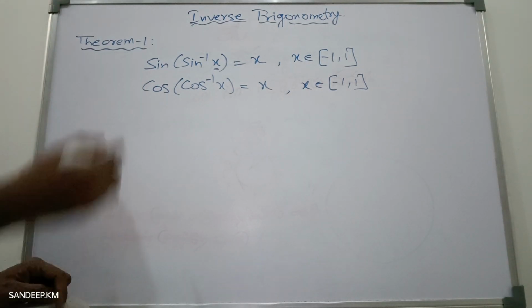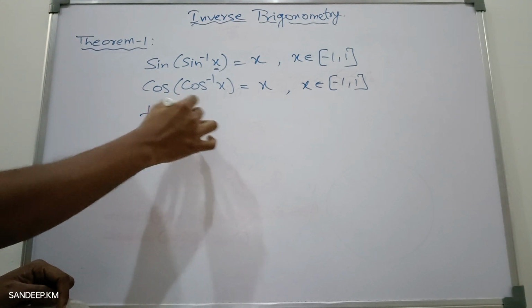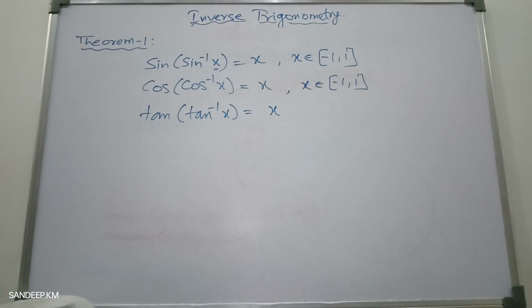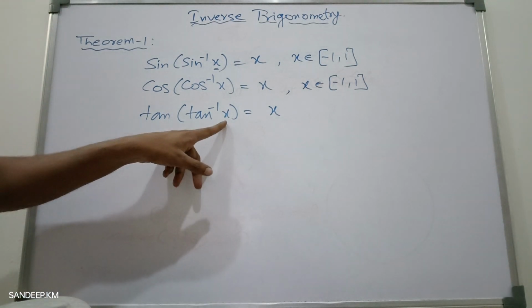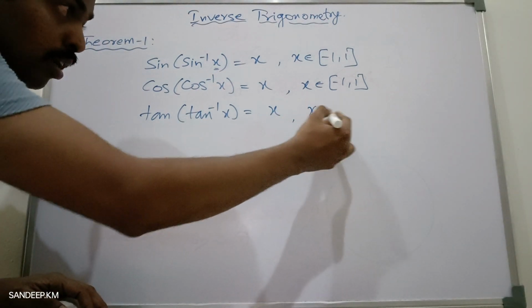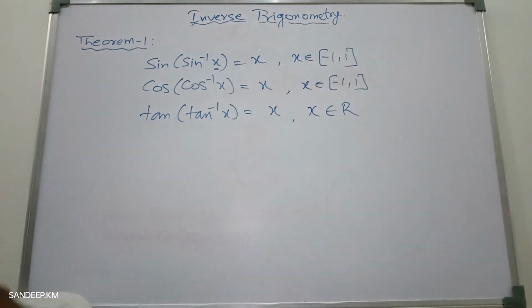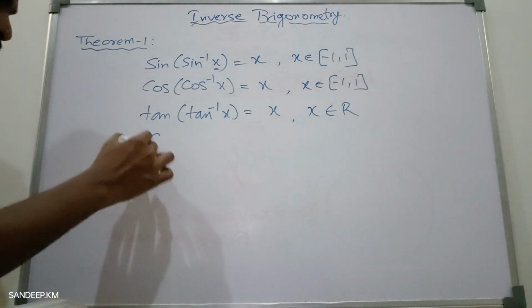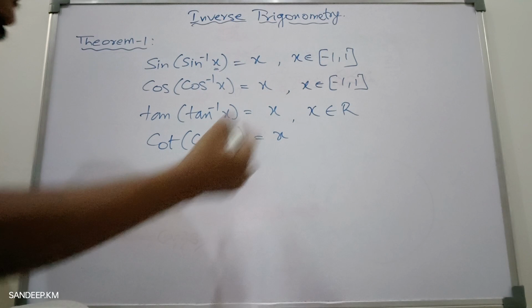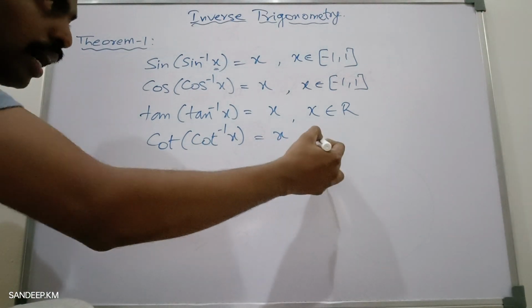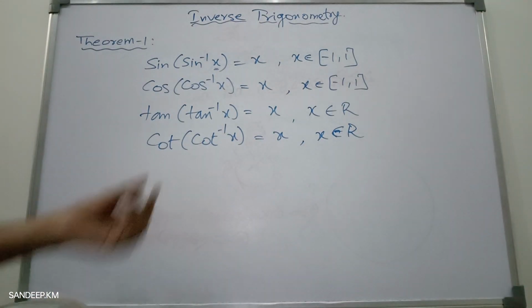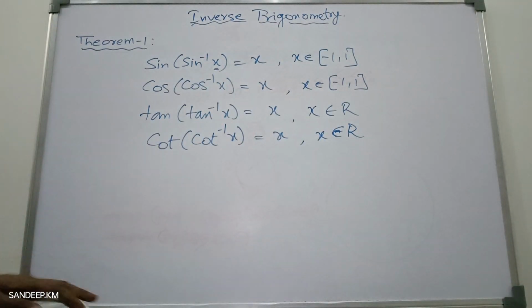Keep this in mind. Next, tan of tan inverse x will always be equal to x. When is it always equal to x? Again when x is in the domain of tan inverse x. And what is the domain of tan inverse x? You should have remembered this, x belongs to R. Similarly, cot of cot inverse x is equal to x. When is it equal to x? Again when x belongs to any real number R, because the domain of cot inverse x is x belongs to R.